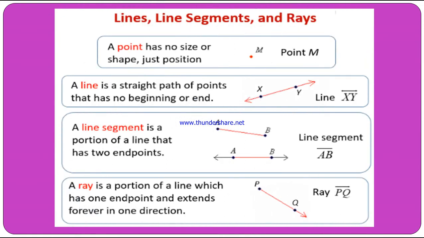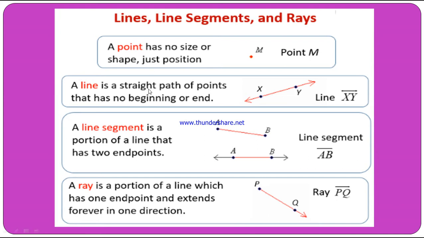Let's learn about lines, line segments and rays. Before going to learn about this, let's see about a point. A point has no size or shape, just position. A point has no dimension. It just shows the position. Point M, point N, point A. A point has no dimension, no size or shape.